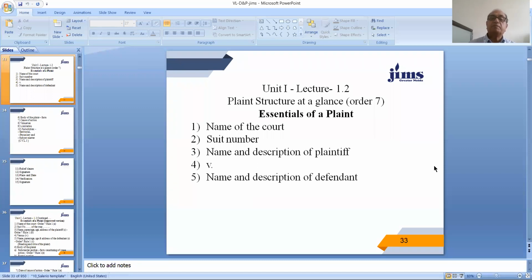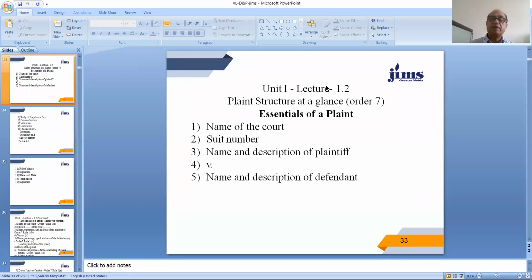We will take up the plaint structure at a glance, which is to be drafted in accordance with Order 7 of CPC. In the earlier lecture also we have studied the essentials of a plaint, and as we discussed earlier, first of all, when you are drafting a plaint, you are supposed to write down the name of the court, and the name of the court is to be decided according to the hierarchy of the courts and their powers. Then the second item of a plaint is the suit number.